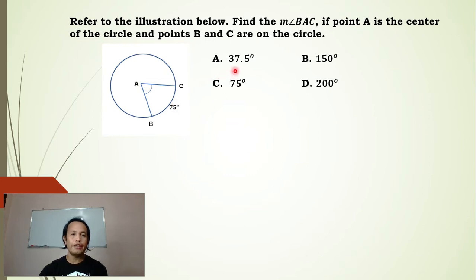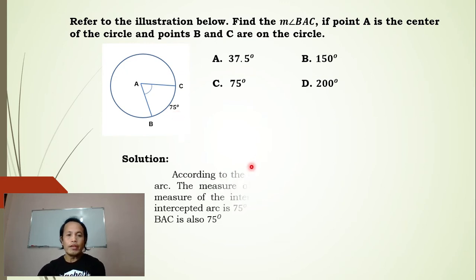Letter A, 37.5 degrees. Letter B, 150 degrees. Letter C, 75 degrees. Letter D, 200 degrees. Again, what is the measure of this angle if the intercepted arc BC is 75 degrees? This is what we call the intercepted arc. And since A is the center of the circle, angle BAC is what we call a central angle, with arc BC as the intercepted arc.